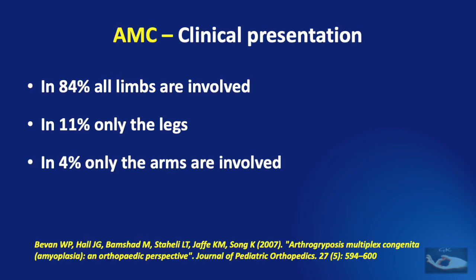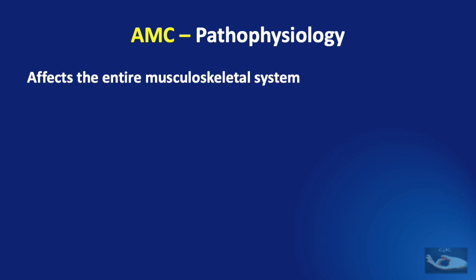Arthrogryposis presents with involvement of all the limbs in 84% of the patients, involvement of only the legs in 11%, and involvement of only the arms in 4% according to a study. But we must note that this condition affects the entire musculoskeletal system.